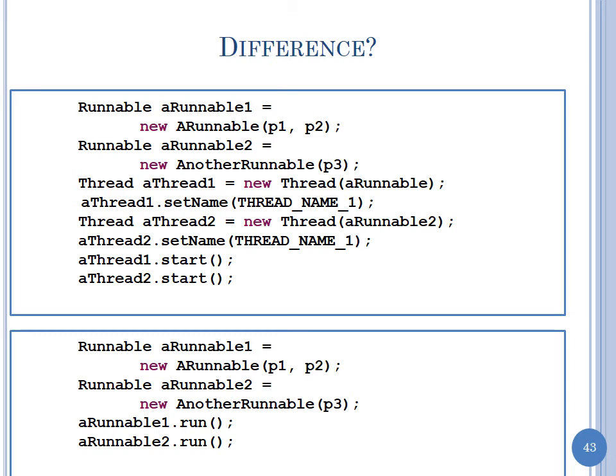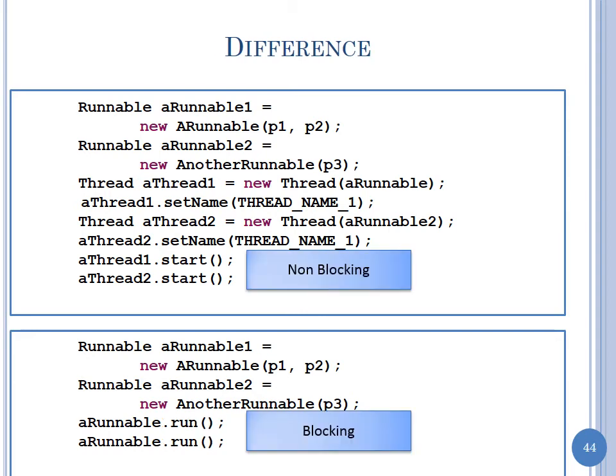The first is more indirect, okay? So in the first case, as Andrew pointed out, we are creating three different threads, the original thread and two new threads. And the original thread does not wait.